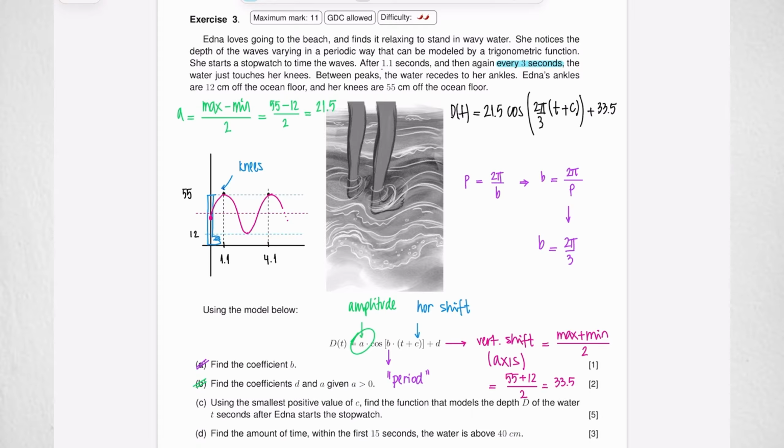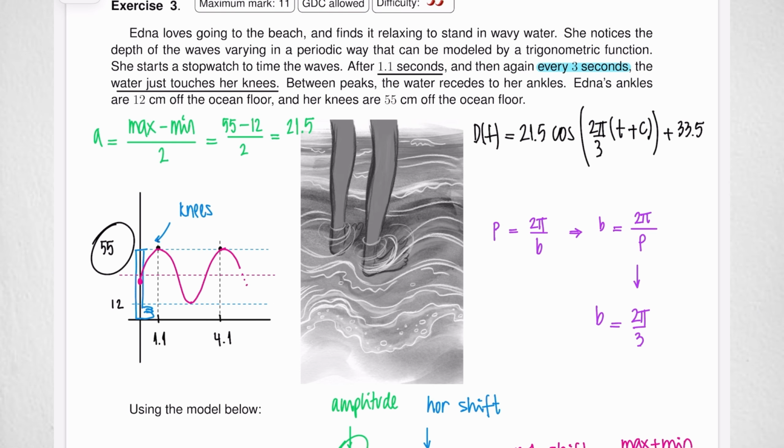Now, given that at 1.1 seconds, the height is 55, given that the water is touching her knees, you can use the numeric solver with this function and this point right here, which means that you're going to throw in the point 1.1 comma 55 into the function. So 55 equals 21.5 cosine of 2 pi over 3, 1.1 plus c, which you're going to need to replace by x in your calculator, plus 33.5.